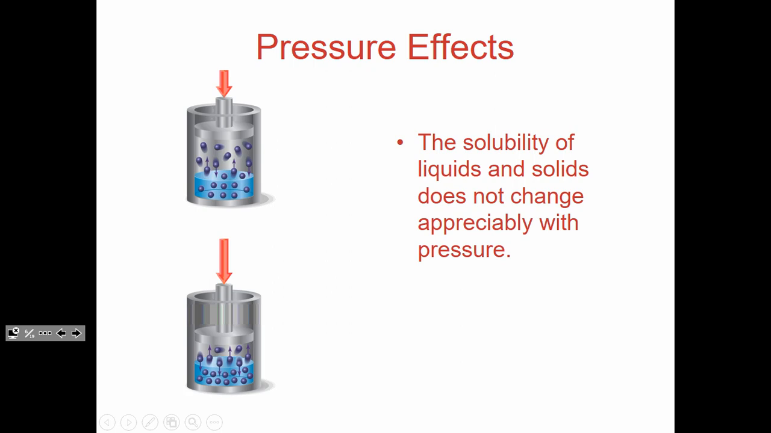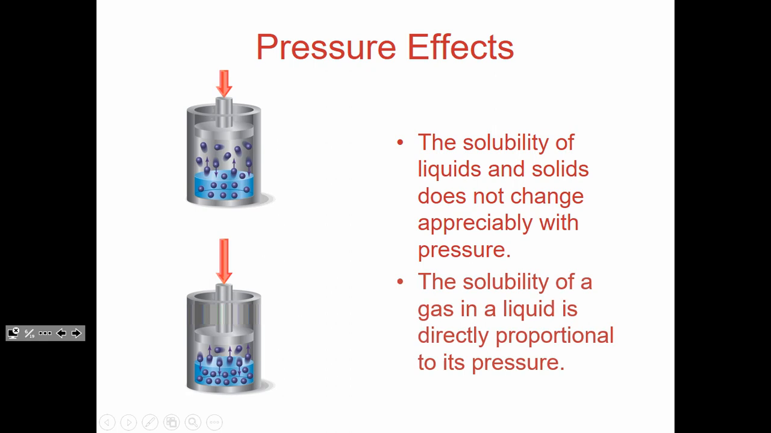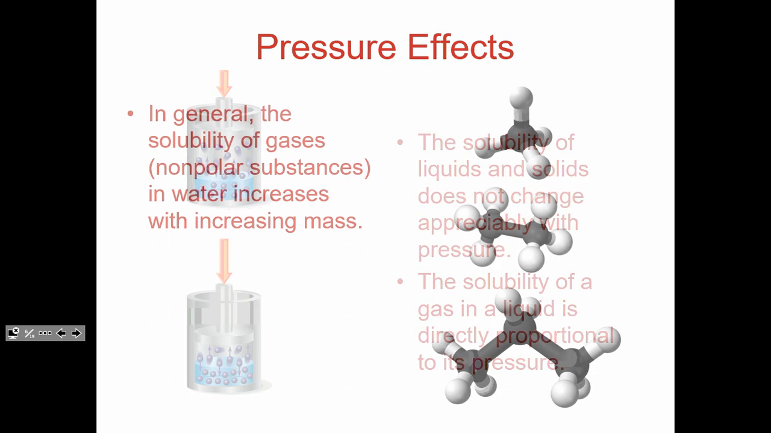So the solubility of liquids and solids really does not change appreciably with changes in pressure above the liquid. So their solubilities are going to stay constant at different pressures above. But pressure of a gas above the liquid can play a huge role in solubility. So the solubility of a gas in a liquid is actually directly proportional to its pressure. Last time we talked about things that were directly proportional was back in our gas law chapters. And remember, we ended up with these equations from that.